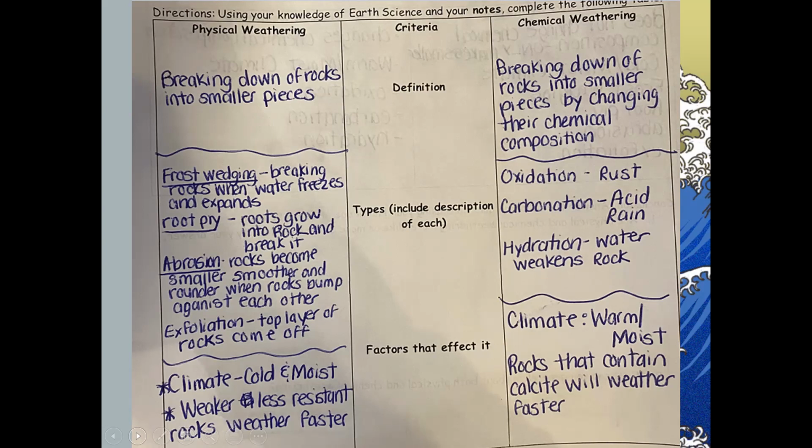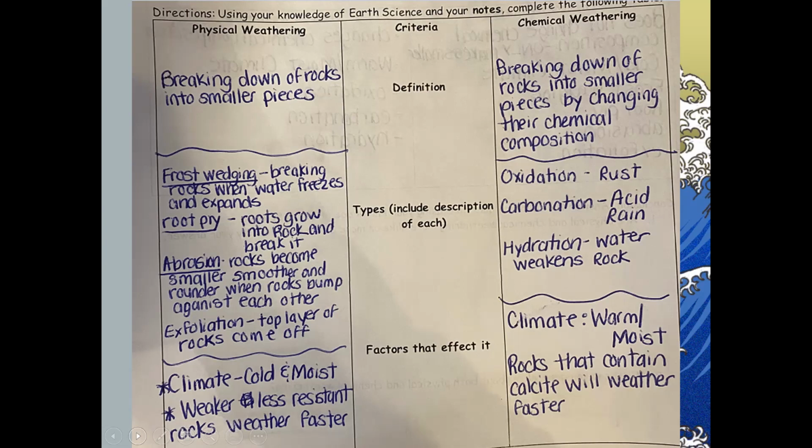I did ask you to include a quick description of each type. For physical weathering, I have the breaking down of rocks when water freezes and expands. Root pry, roots grow into a rock and break it. Abrasion is when rocks become smaller, smoother, and rounder when they bump against each other. Exfoliation is when the top layer of rocks comes off. The factor that affects physical weathering is climate, the cold and moist climate, and weaker, less resistant rocks will weather faster.